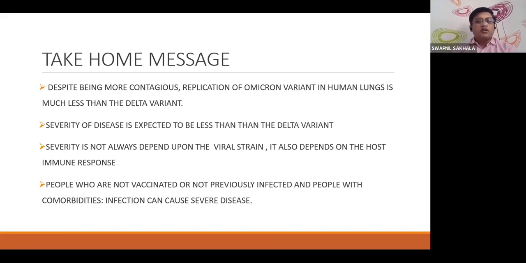So what is important in the current COVID-19 scenario is that populations with higher comorbidities should take more precautions. They should be promoted for booster. And the take-home message: despite being more contagious, replication of the Omicron variant in human lungs is much less than the Delta variant, as sir has shown. Severity of the disease is expected to be less than the Delta variant. Severity does not always depend upon the viral strain. It also depends upon the host immune response.